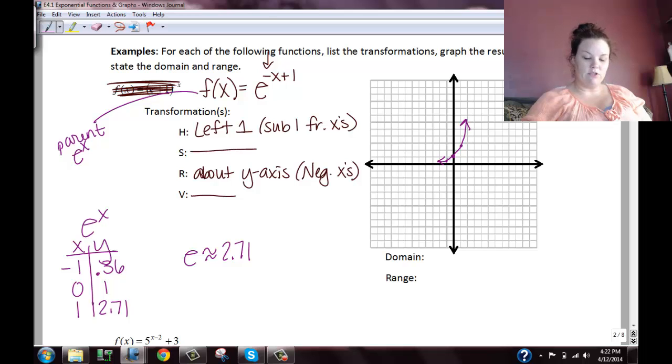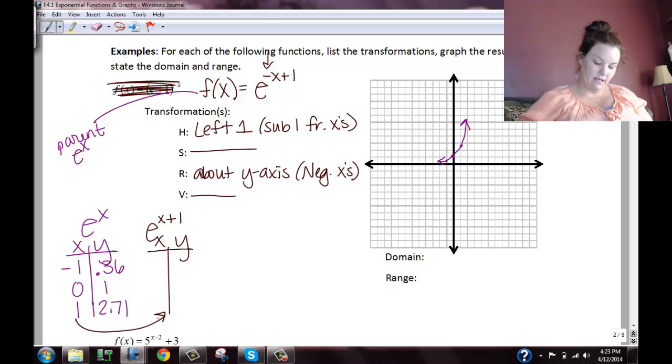Okay, so this is what my original function looks like, and now I'm going to transform it. First thing I do is my horizontal shift, so now it looks like e to the x plus 1. To move it left 1, I'm going to subtract 1 from my x's. So I take my x's from the previous table, subtract 1. -1 minus 1 is -2. 0 minus 1 is -1. 1 minus 1 is 0. My y's stay the same, 0.36, 1, and 2.71.